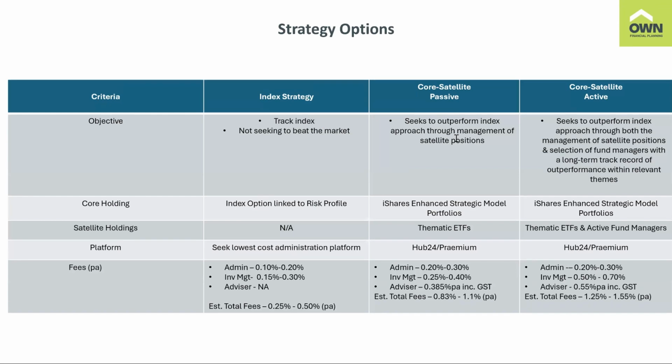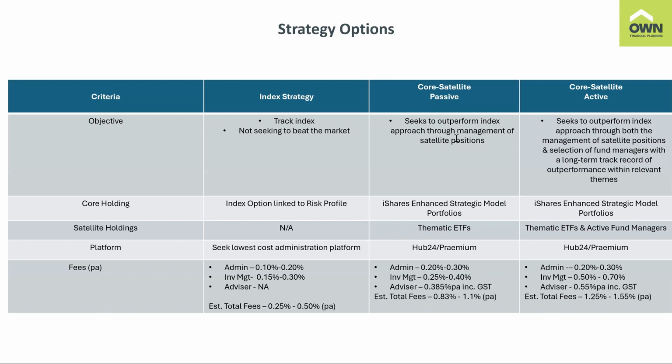So at Own Financial Planning, we offer our clients three strategy options to consider. And like I said earlier, there is no right or wrong. It's about finding the one that most suits your investment preferences and goals. So for all the three strategy options, they're available across the four main risk profile levels, being conservative, balanced, growth, and high growth. So once we've worked with you to determine the appropriate risk tolerance for how your portfolio is to be managed, the next step is to decide which asset allocation strategy best fits your needs and investment preferences.